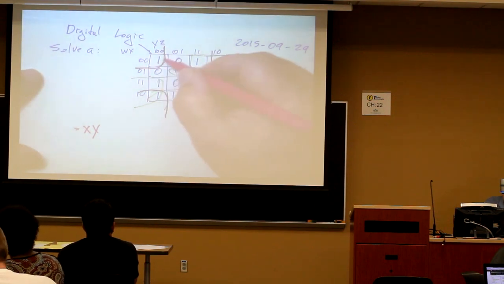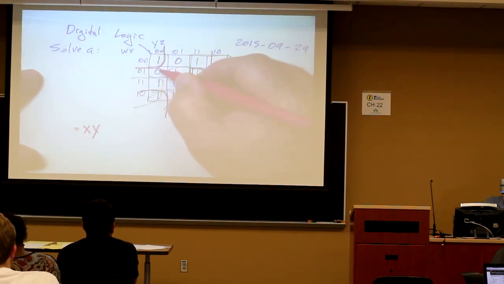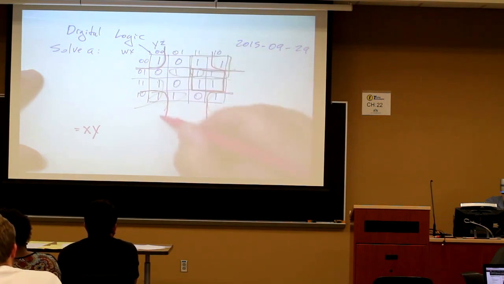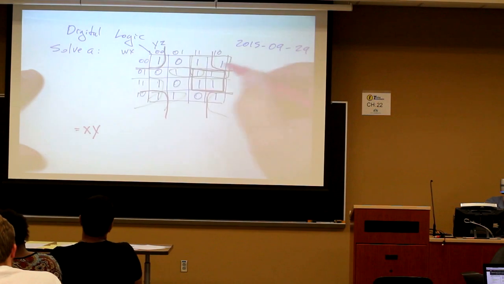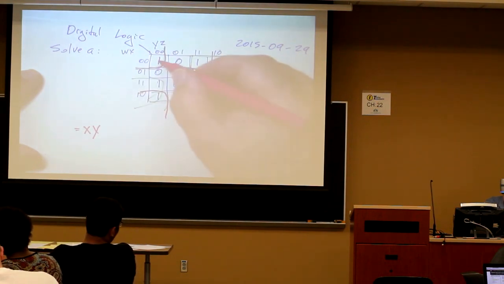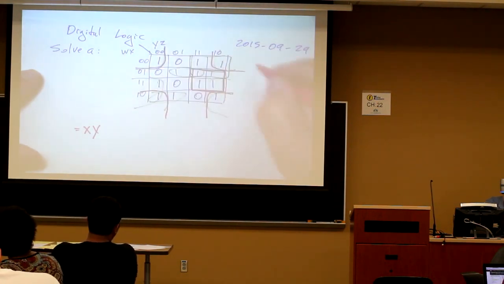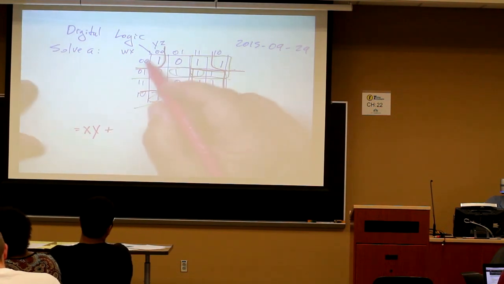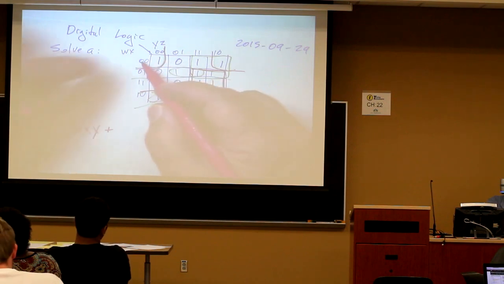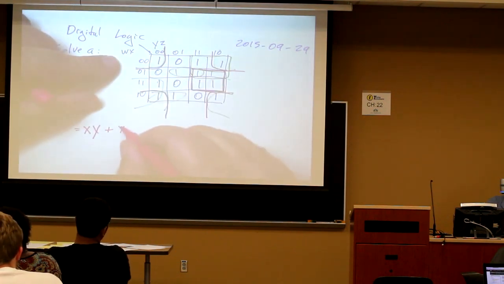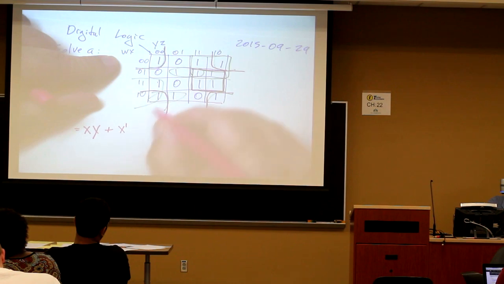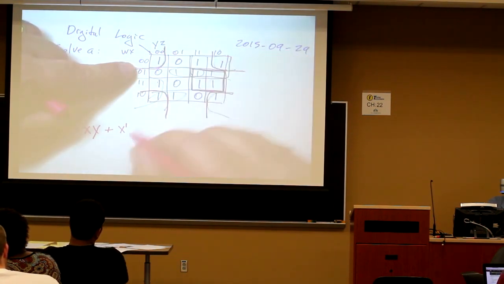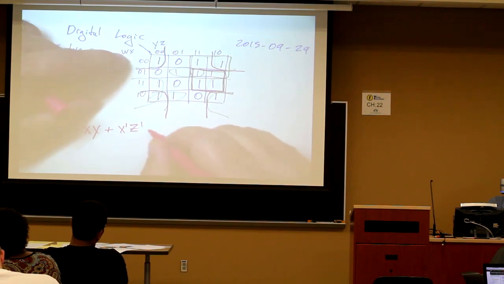Now notice that this 1 right here can't be combined below or to this side. So we have to go, oh yeah, we can wrap around this way, and we could wrap around this way. So this 1 can be combined such that we now have, what is this? Oh, it looks like, what changes? X is going to be not. And what else? Well, Z is not as well, so Z not. Okay?